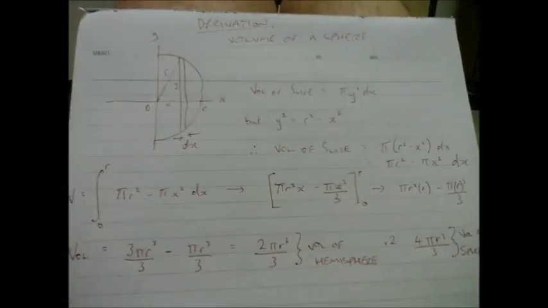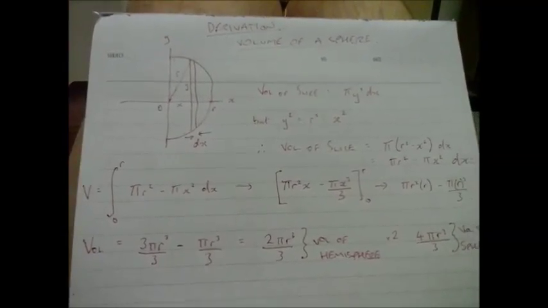To get the volume of a sphere, I'll just double it, times it by 2, and I get 4 pi r cubed divided by 3, or 4/3 pi r cubed. So that's how you use integration to derive the formula for the volume of a sphere.